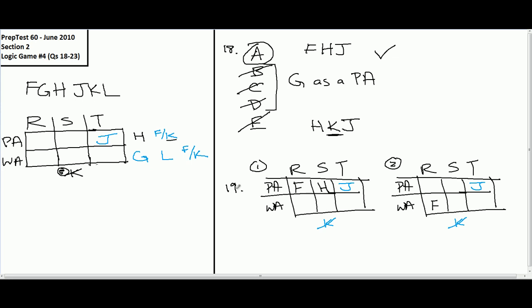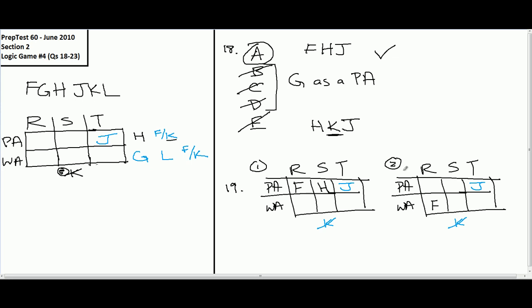Down here, we have G, L, and K, and all we know is that K cannot go in Spain. Other than that, we have no information about what goes where. So fine, let's just go ahead and leave that for now. Let's see if we can answer that question without having to get into those messy details.